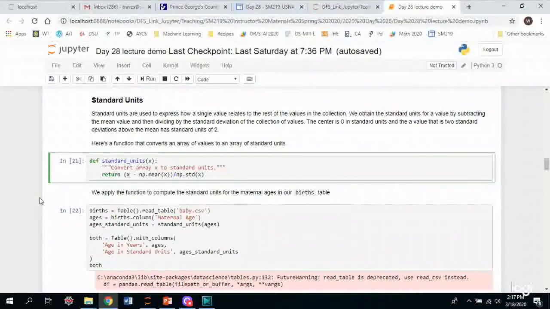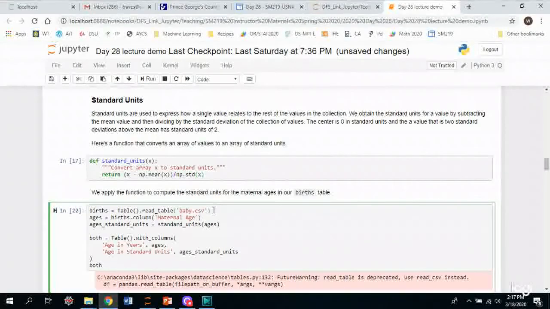So standard units are used to express how a single value relates to the rest of the values in the collection. We obtain the standard units for a value by subtracting the mean value and then dividing by the standard deviation of the collection of values. The center is 0 in standard units, and a value that's 2 standard deviations above the mean has standard units of 2. Here's a function that converts an array of values to an array of standard units. I've called the function standard units. It takes an array x and it returns this array, which consists of the standard units.